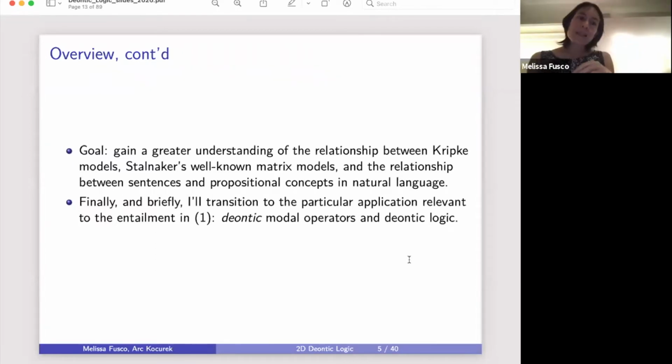So I think that there is a self-contained goal in the first part, which is to gain a greater understanding of the relationship between Kripke models and the well-known matrix models that Stalnaker uses in assertion and in our knowledge of the internal world, and in other places, and the relationship between sentences and propositional concepts in natural language. And if we get to it, which I probably won't, I'll transition to a particular application relevant to the entailment in 1, the strong entailment of free choice permission, which is for deontic modal operators and deontic logic, because at the beginning I won't even have deontic. There won't be anything about the operators that makes them specifically deontic.